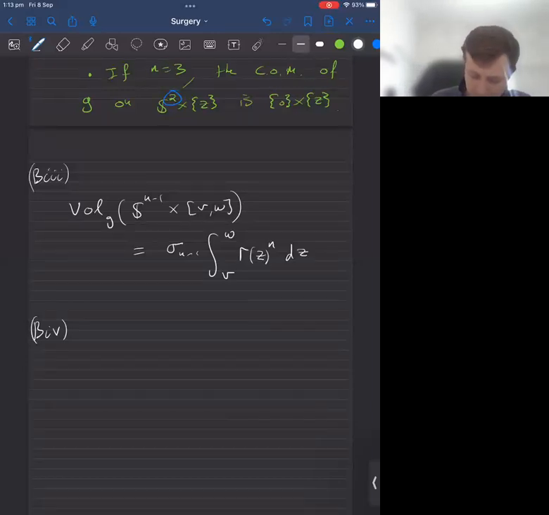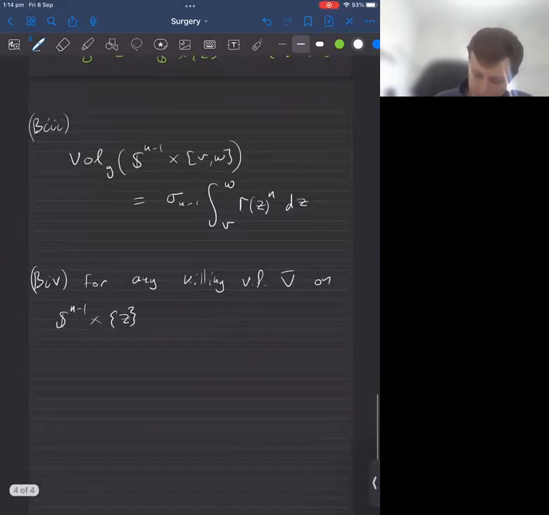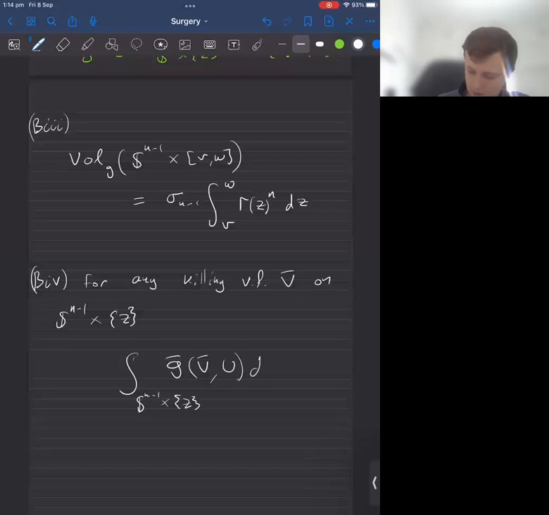This last one is probably the most mysterious. So for any killing vector field, so infinitesimal rotation of the sphere on these cross sections, we want that the integral over the cross section of the standard metric applied to this v bar and u equals 0, where u is the unit normal to the cross section, but in the image.